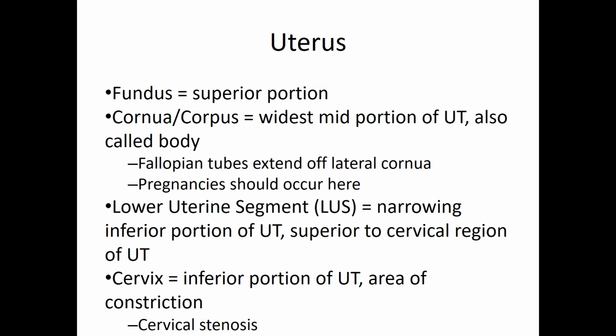Then as we transition more inferiorly towards the cervix, we get into the lower uterine segment, that very narrow aspect of the uterus. And then we get into the cervix, with the internal os being towards the uterus and the external os being towards the vaginal canal. We talked about that imperforate hymen earlier, where blood product is not allowed to escape. And we can also have cervical stenosis.